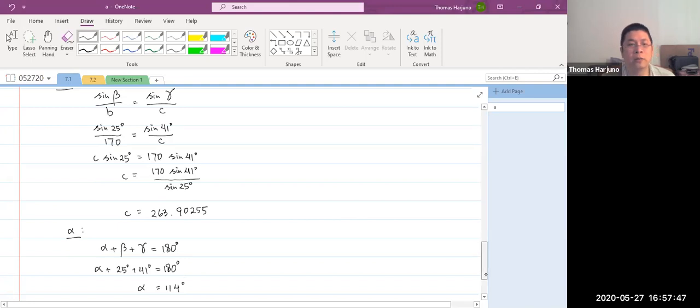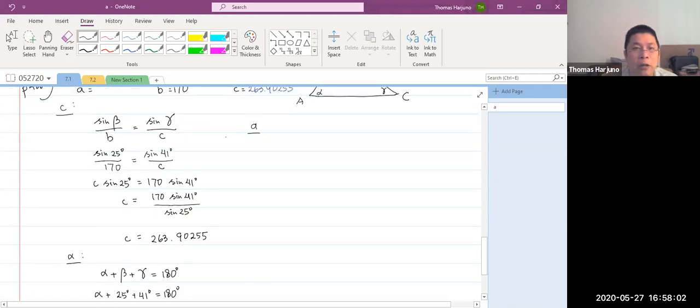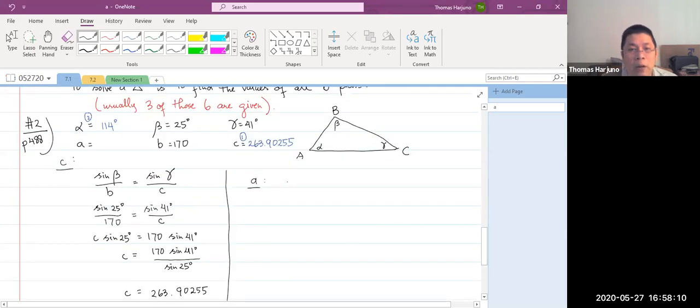Now, once you get that angle alpha, then you find side A. Let me pull a line here. To find side A, I will apply law of sine again: sine alpha over A equals to sine beta over B. Okay, can you work on that?